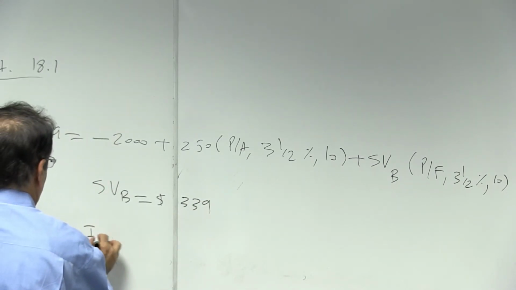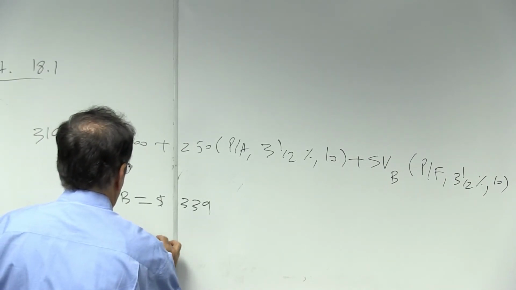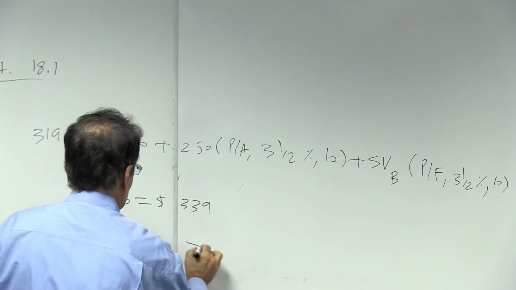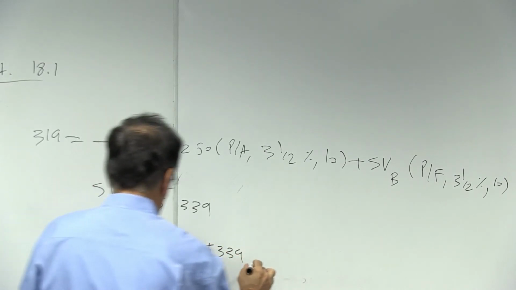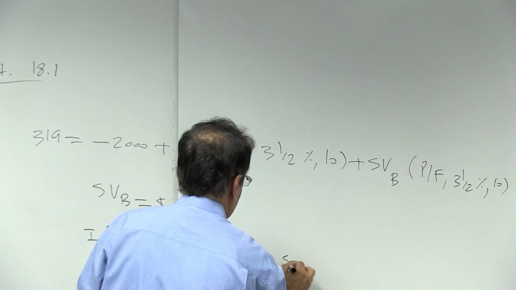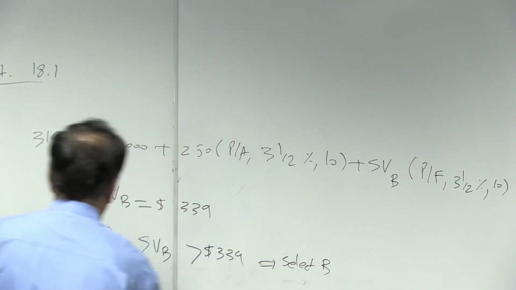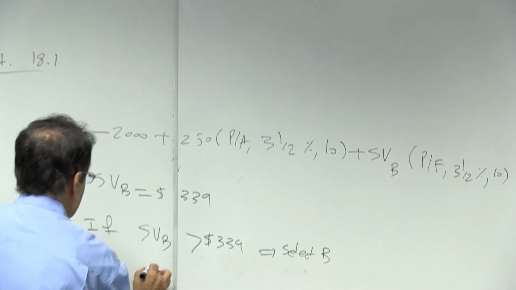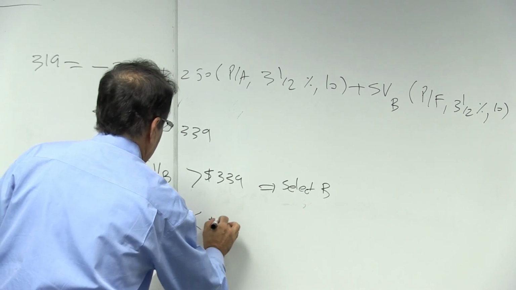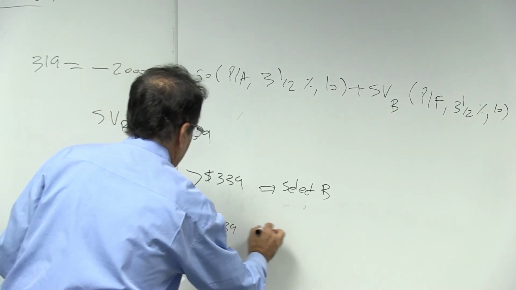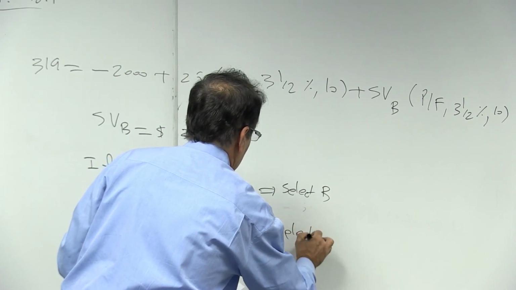So what this means is this: if the salvage value for alternative B is larger than $339, you select alternative B. If the salvage value for alternative B is less than $339, you choose alternative A.